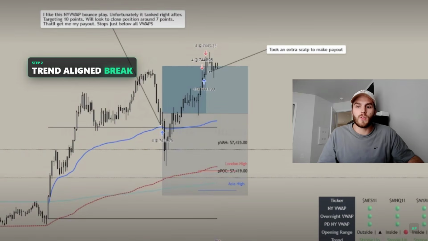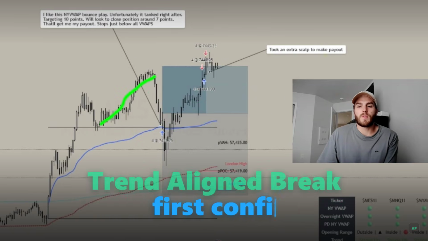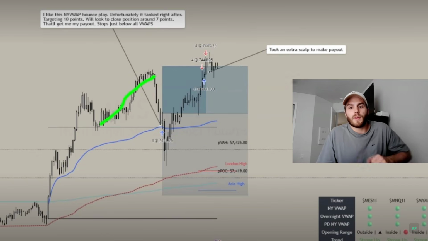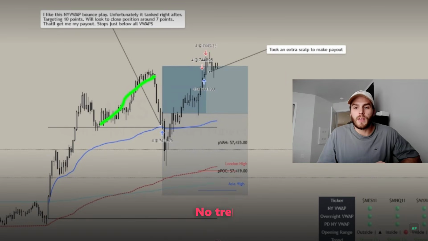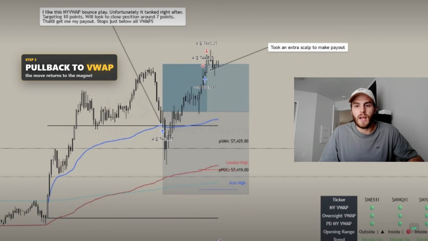Once the opening range is set, the first thing I need to do is see a break on the side that aligns with the trend. Look right here. Trend is up and price also breaks above opening range high. That is my first confirmation. I'm not interested in a break against the trend, ever. The break needs to confirm what the market is already telling me. No trend alignment, no trade. As simple as that.